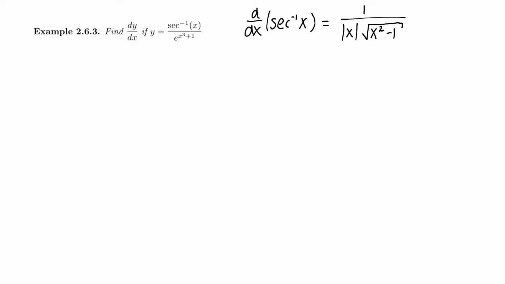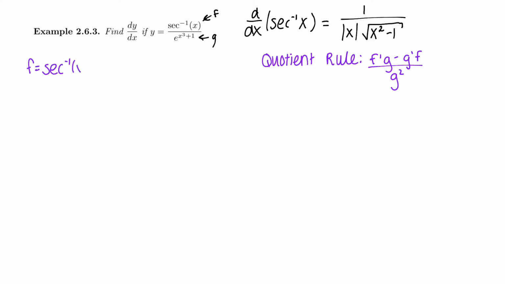All right. So really quickly on this guy, we're going to be doing quotient rule. So that's f prime g minus g prime f all over g squared, where this guy right here is f, this guy right here is g. So if f is secant inverse of x, f prime is this whole thing right here. So it's 1 over the absolute value of x times x squared, the square root of x squared minus 1.